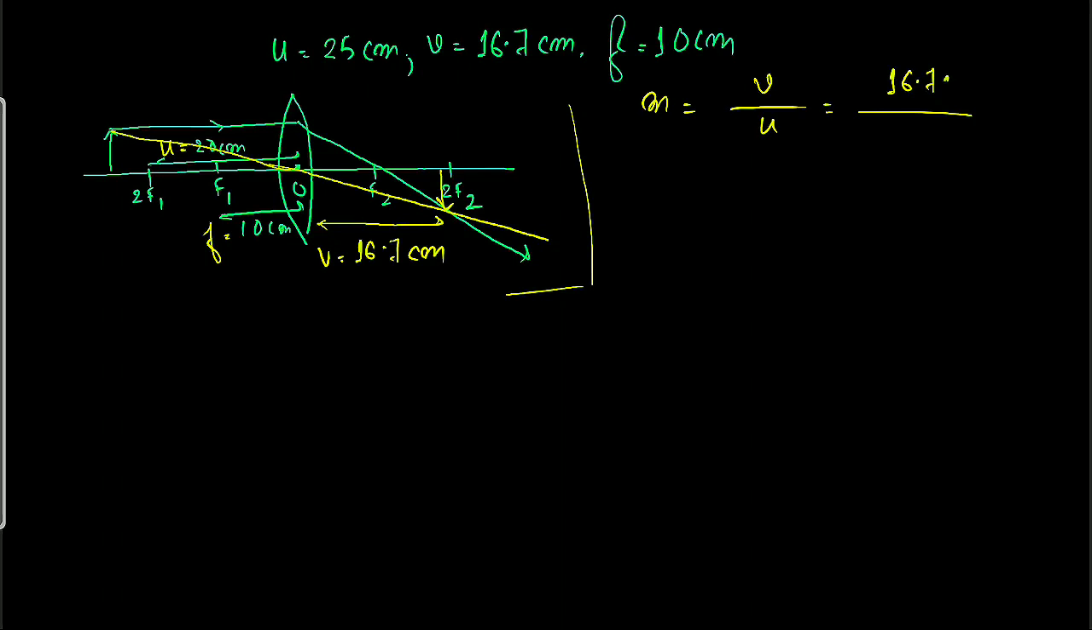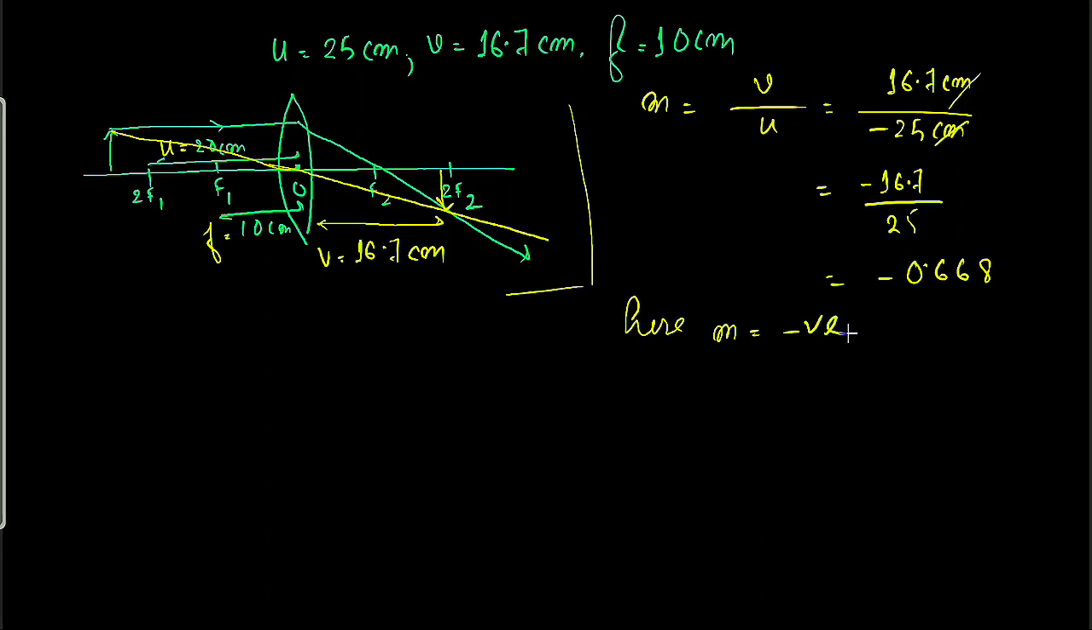16.7 centimeter. Now what about the actual u? U is nothing but minus 25 centimeter, so the centimeter will get cancelled out. If you solve this, it is going to be minus 16.7 by 25. What are you going to get? You are going to get almost minus 0.668. Here, m is negative.